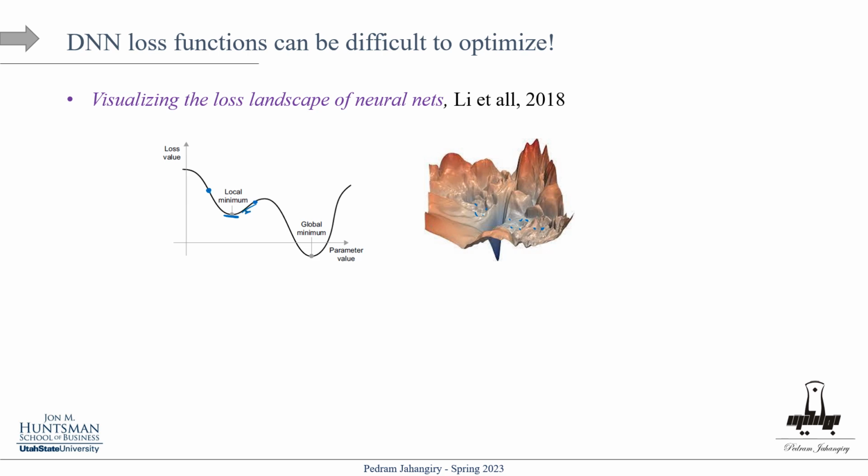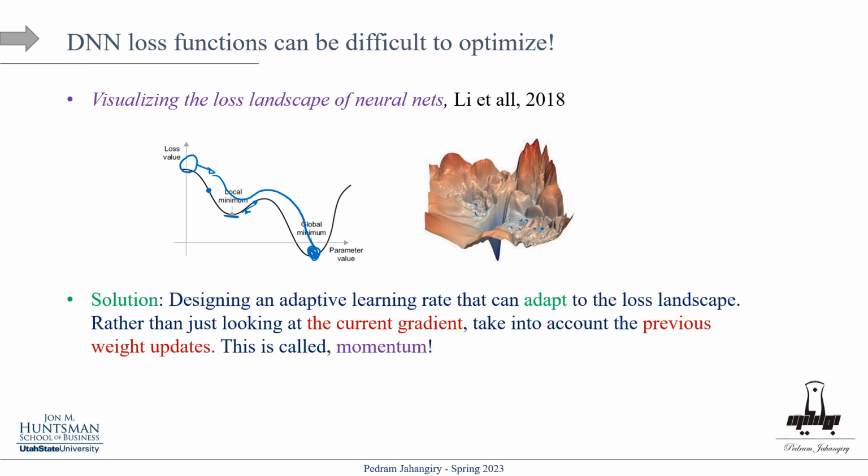So how can we go beyond that? How can we give it some push or momentum? Think of this as a rolling ball going down the hill. How can I give a little bit of extra push to this ball so that it can pass the local minimum and get to the global minimum? So this is our optimal goal, right? That's the solution. We're going to design an adaptive learning rate that can adapt to the loss landscape, right?